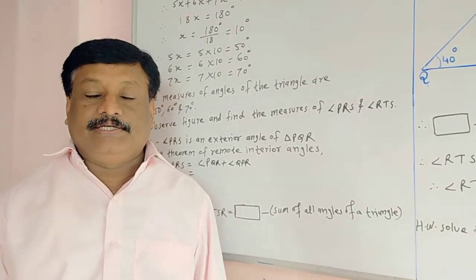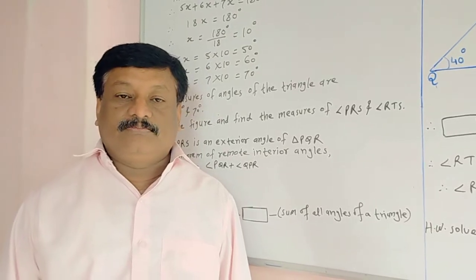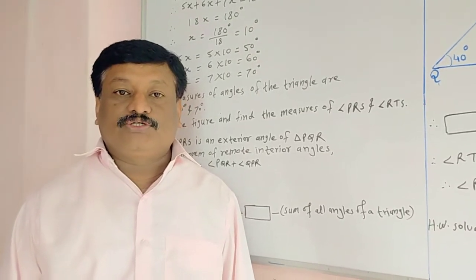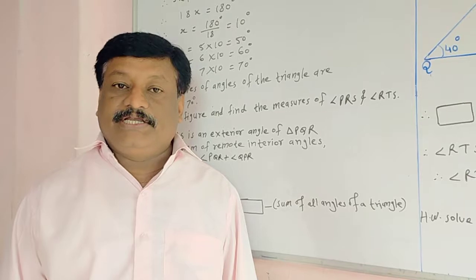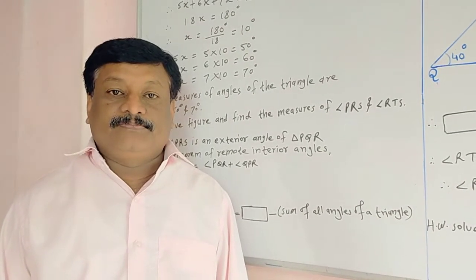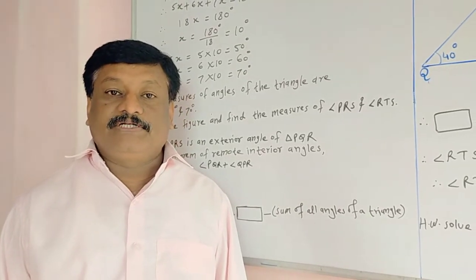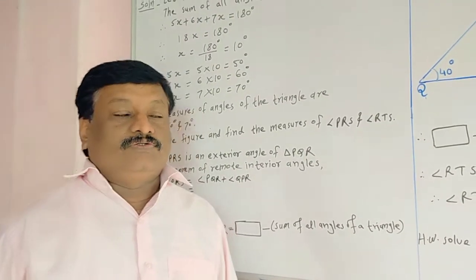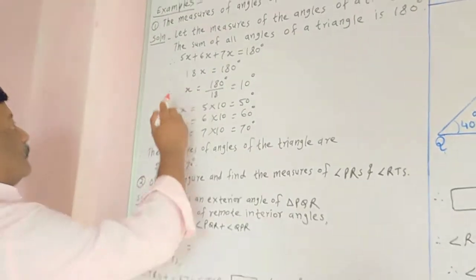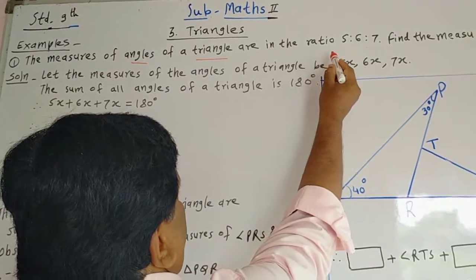Students of standard 9, today we will solve examples on two theorems. First theorem: the sum of the measures of all angles of a triangle is 180 degrees, and second theorem: the remote interior angle theorem. The measure of an exterior angle of a triangle is the sum of the measures of its remote interior angles.